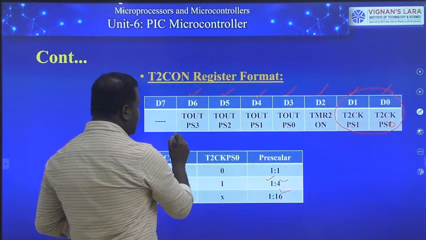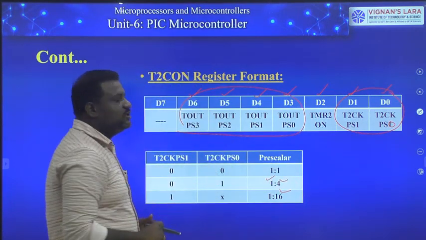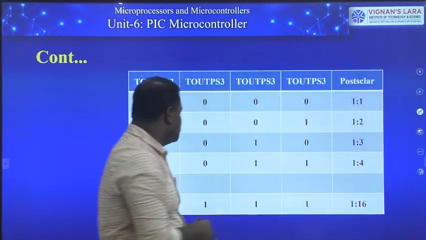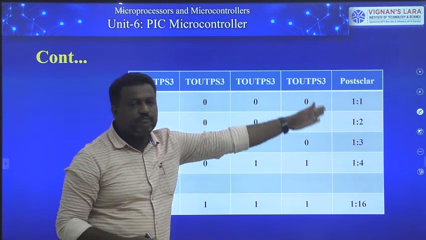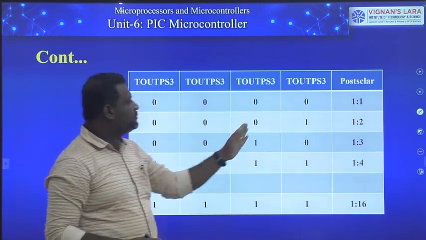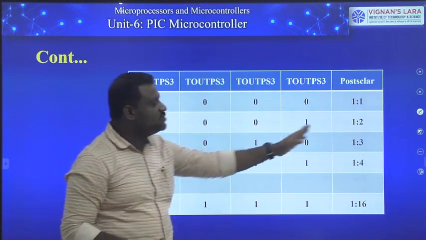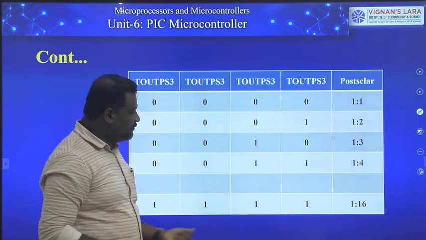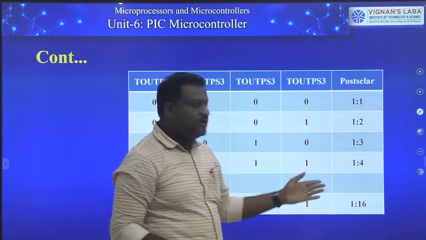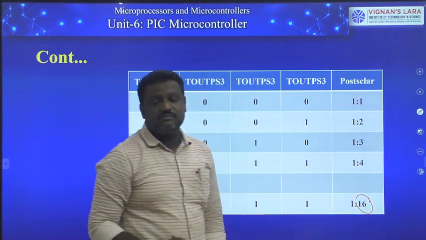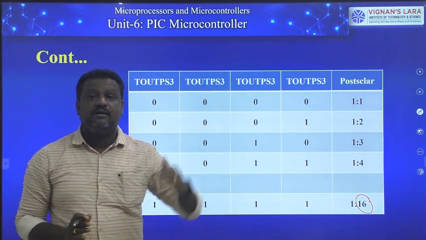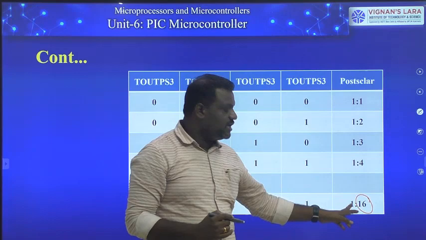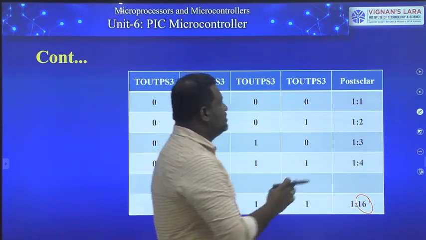In a similar way, we can do postscaler selection by using these 4 bits of our timer 2 control register. See here, friends, that's the structure. If the 4 bits are 0000, the postscaler is 1:1. 0001 is 1:2, 0010 is 1:3, 0011 is 1:4, and so on up to 1111, which is 1:16. That means you need 16 equality conditions between our timer 2 value and our period register value before it is considered as 1. So that is this postscaling.